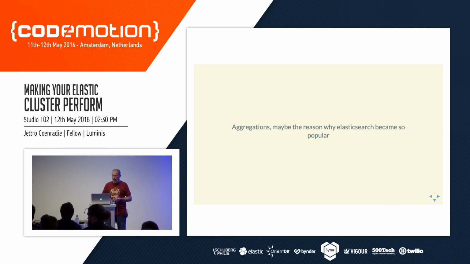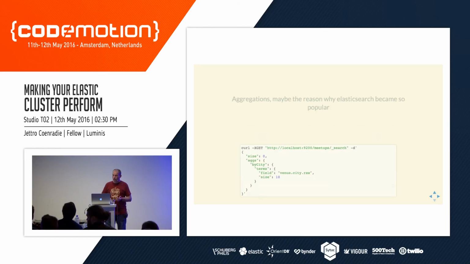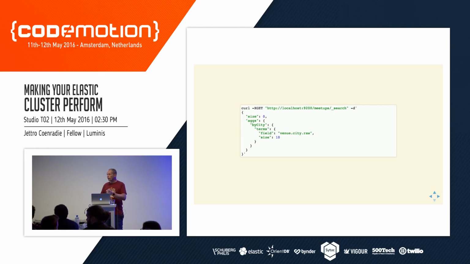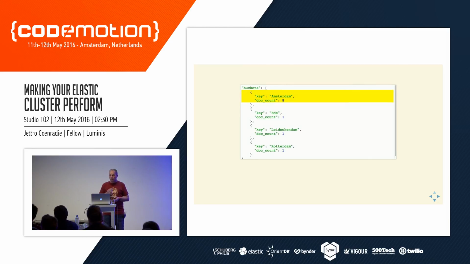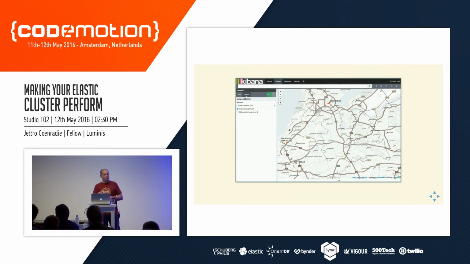Well, why not use the analyzed fields? Aggregations. This is an aggregation query. Again, the role, and this would be the response, so buckets. Buckets, in this case, 8 events in Amsterdam, 1 in Ede. This is, of course, what we like, because we like Kibana, and now we see red dots. Sort of. You see the red dots if you look good. Really, there are 4 red dots in Amsterdam.